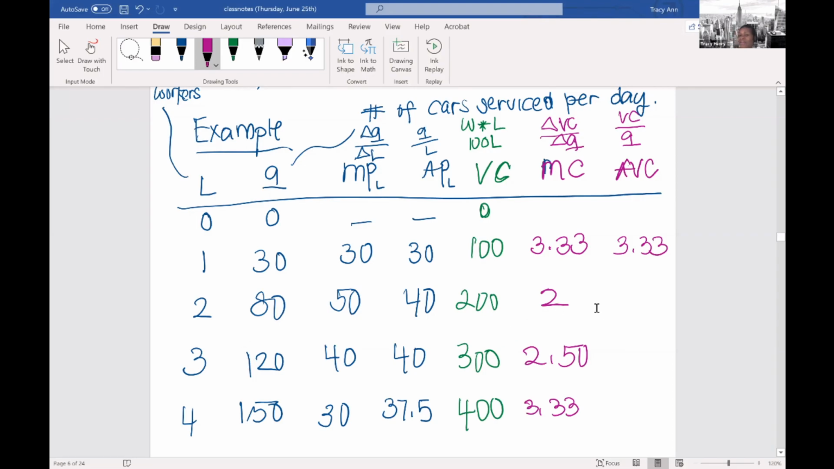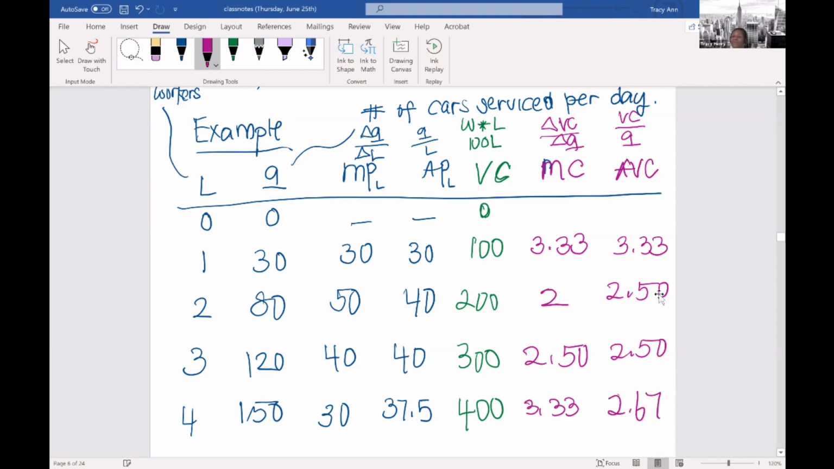A similar thing occurs with my average variable cost. If you do 200 divided by the quantity of 80, you're going to get an average variable cost of 2.5 when you hire 2 people. When I'm producing 120 with 3 people, my average variable cost is 300 divided by 120, so that's also 2.5. And at 4, my average variable cost is equal to 2.67.